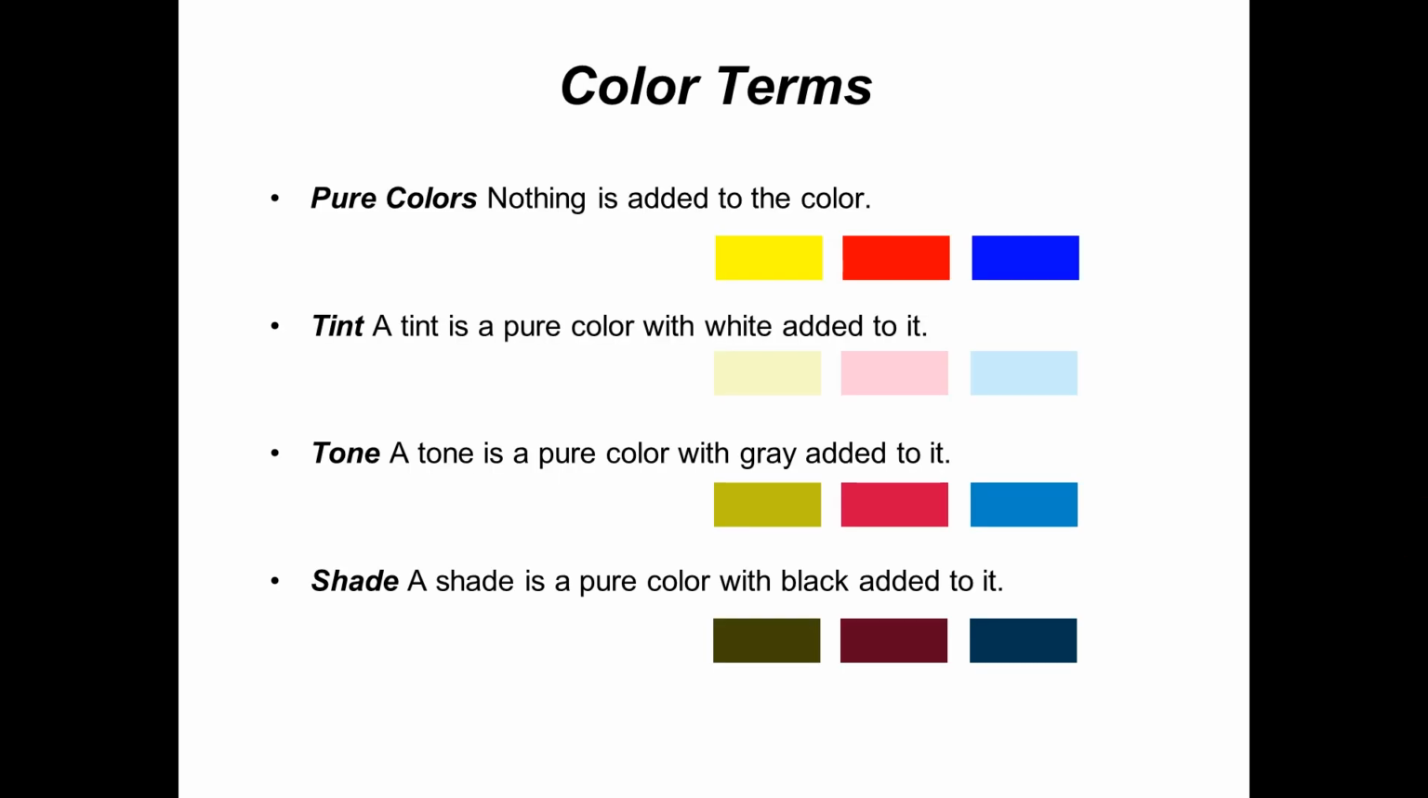Today we're going to talk about color theory in general and focus on warm and cool color use. So some terms you need to know in regards to color theory. First of all, pure colors. Pure colors, there's nothing added to them. A tint is a pure color with white added to it. A tone is a color with gray added. And a shade is a color with black added.